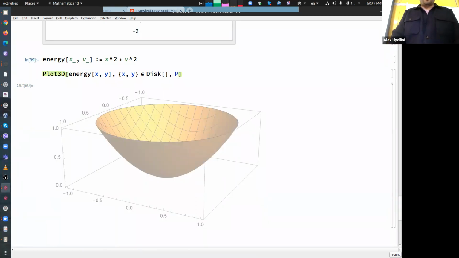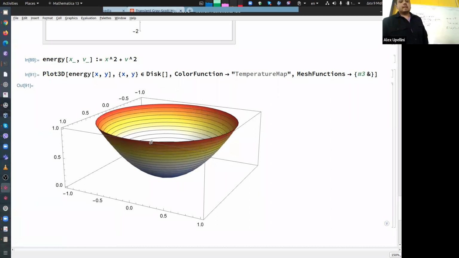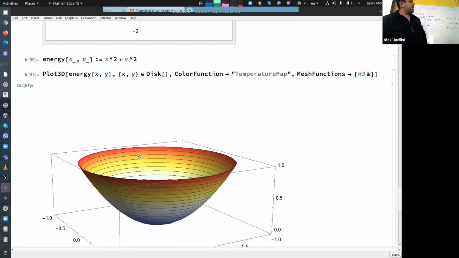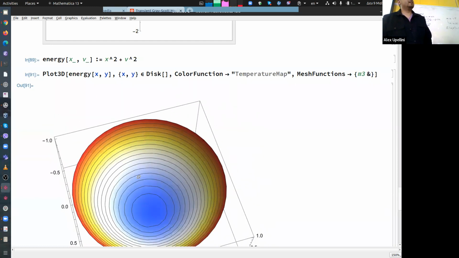So let's put this in a more colorful way. Color function, I like the temperature map. Mesh functions, the third one. Okay. So those circles you see here are the levels of energy that are constant. So you say level 0.5 of energy is a plane. You cut your surface by a plane, and you get a circle here. Okay, you get circles. Well, do you remember this circle? Well, it is one of those. When my particle has some initial energy, since the energy is conserved, the level of energy will remain the same all the time, and my particle is actually moving over one of those level curves.